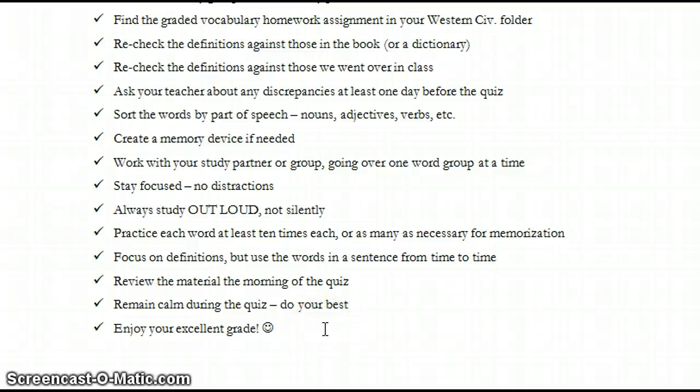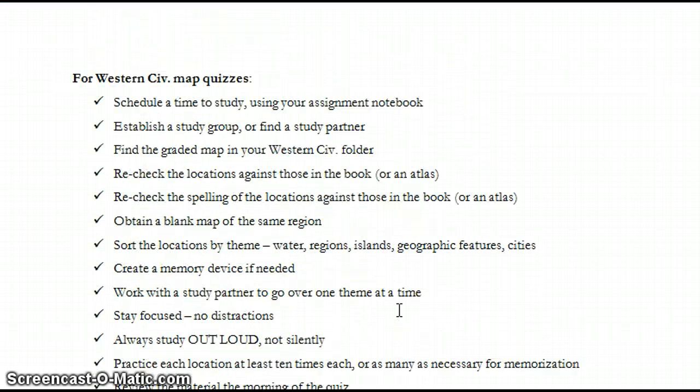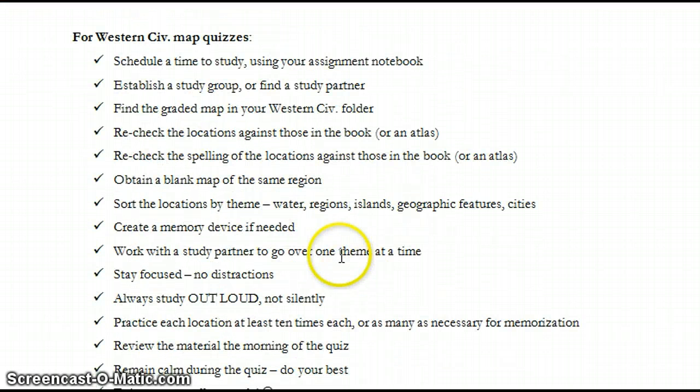Next, I'm going to talk about the checklist to study for map quizzes, also given once per unit. You'll notice that this list is similar to the earlier list. The Western Civ map quizzes typically have 10 items on them out of a possible total of perhaps 15 that we've studied during the unit itself.